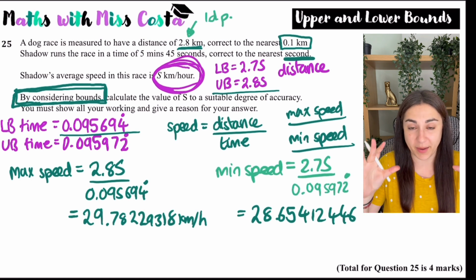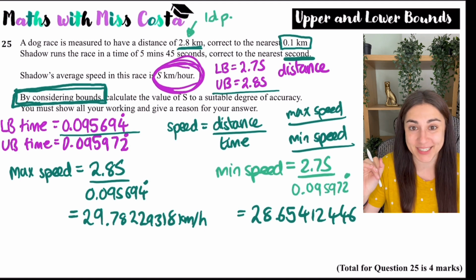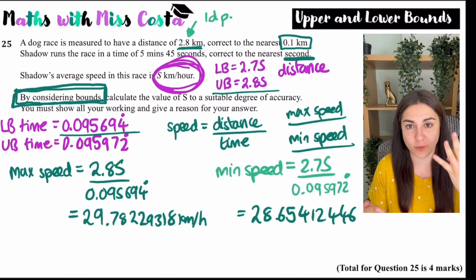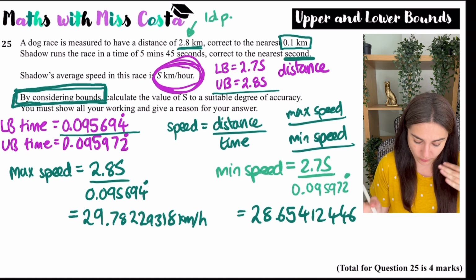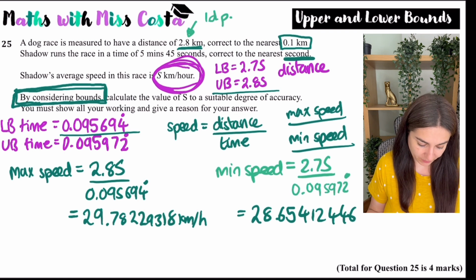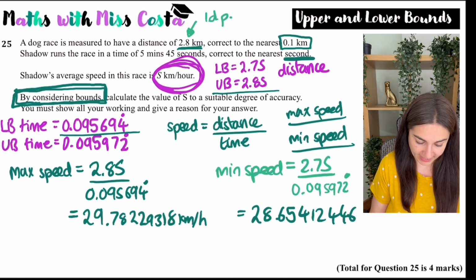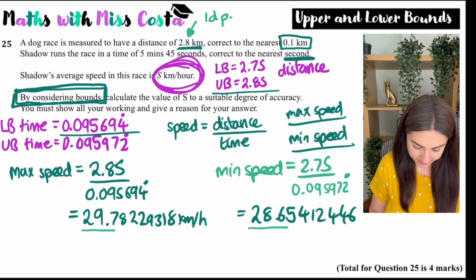But like I said, if bounds is something that you struggle with, just do all four options. Mix them together and you'll get four answers, and then you'll see that to one decimal place, they all round to this. It says by considering bounds, calculate the value of S. So this is the maximum speed, this is the minimum speed. Let's see, what do they round nicely to? That's a bit annoying.